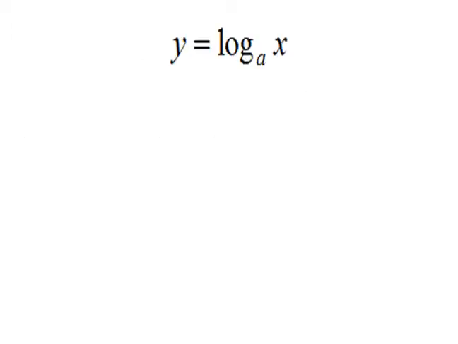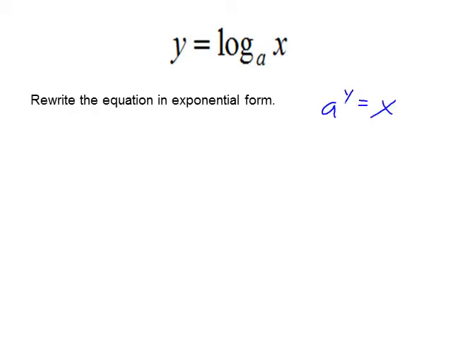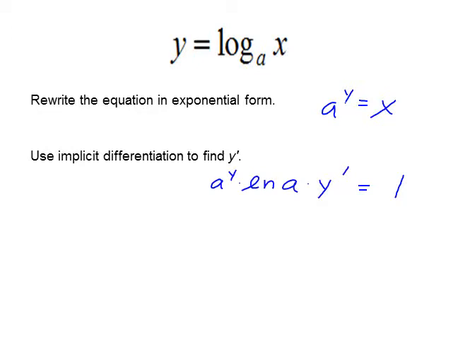Consider the equation y is equal to the log base a of x. We're going to derive the formula for the derivative. First, write the equation in exponential form. This would mean the same thing as a to the y power equals x. Using implicit differentiation, we get a to the y times the natural log of a times y prime equals 1. Isolating y prime results in 1 over a to the y ln a.